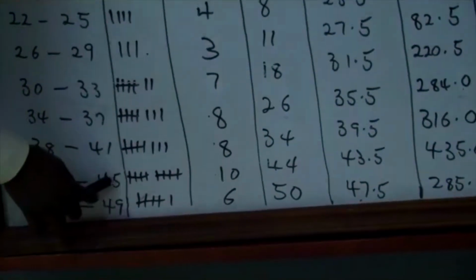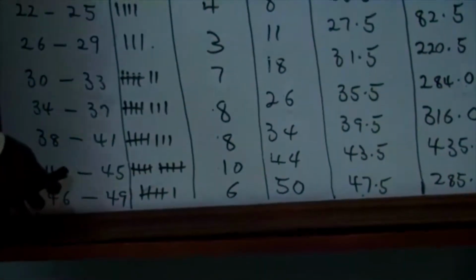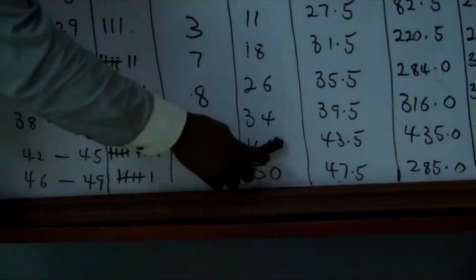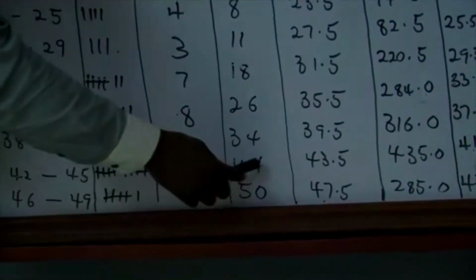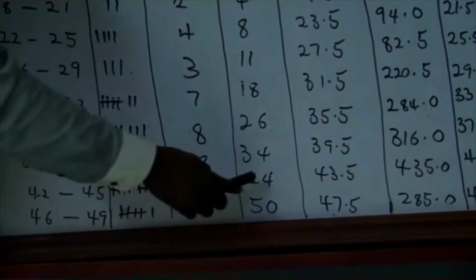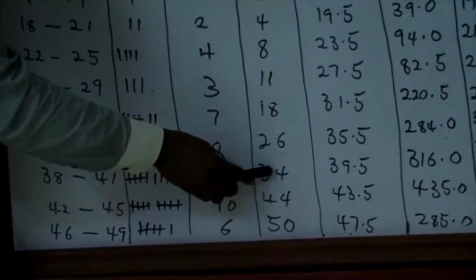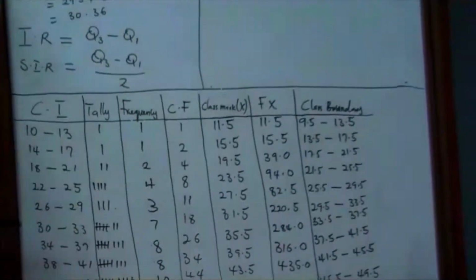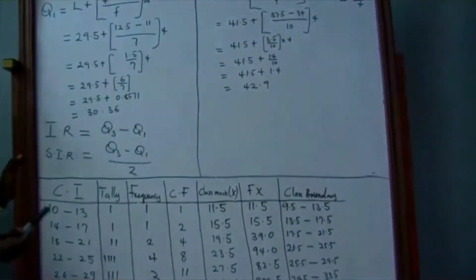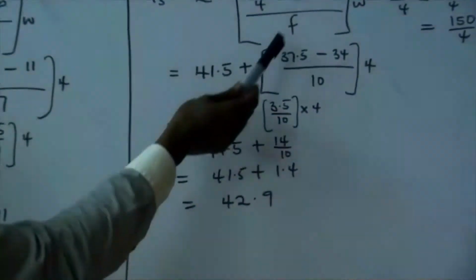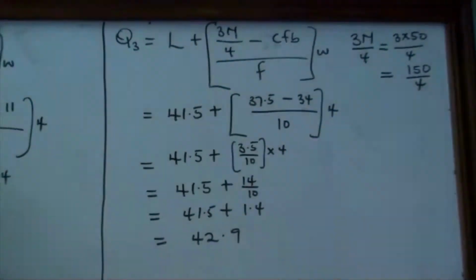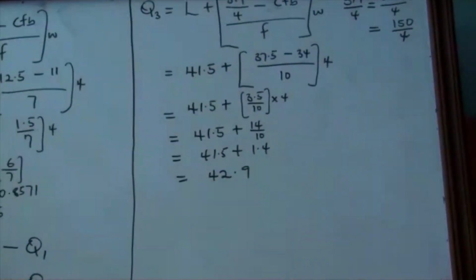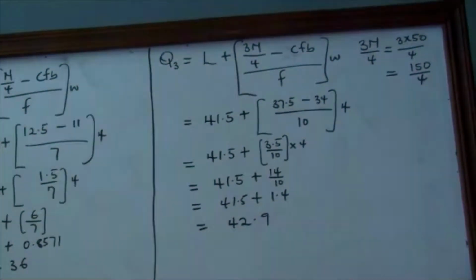42 to 45. And we have this. So the cumulative frequency before that class is 34. That is how I obtained my 34. Then let's move on to the numerator, which is F, and that's the frequency of the third quartile class, the Q3, the frequency of that class.